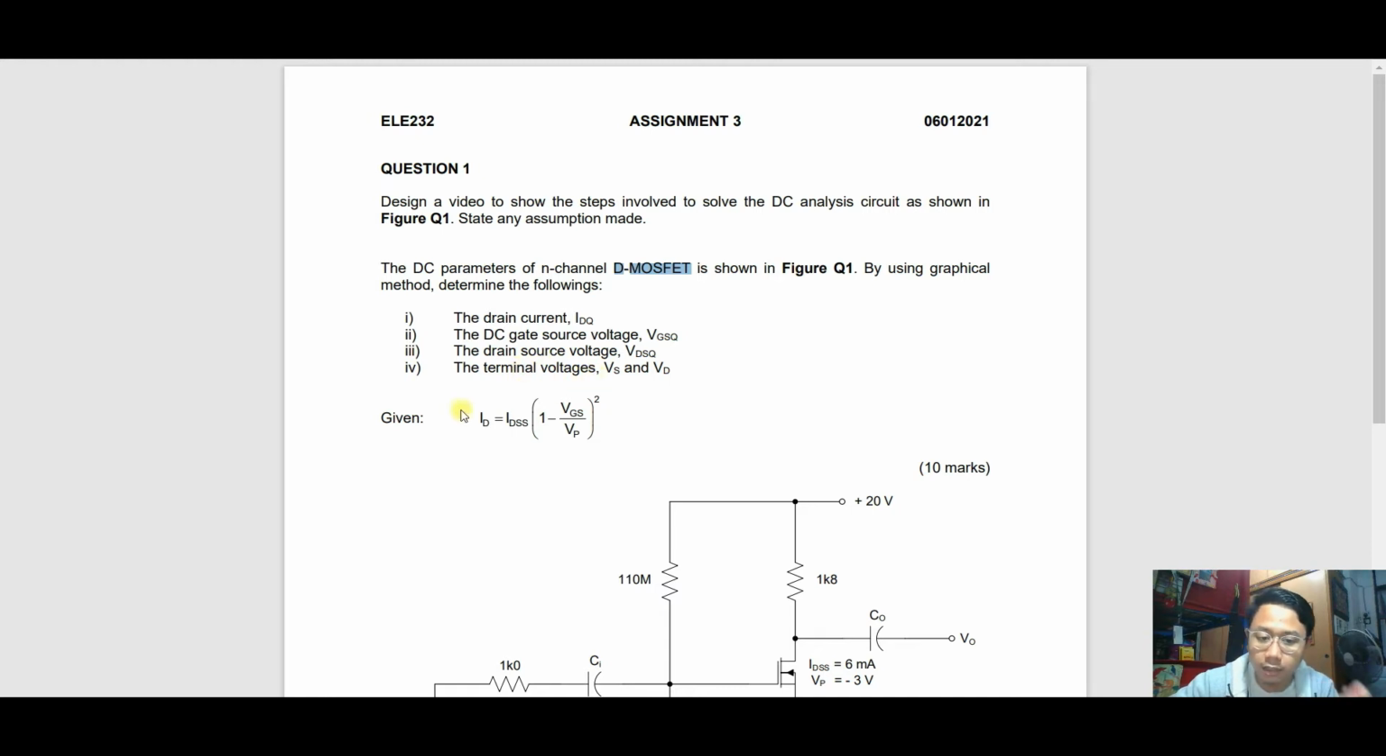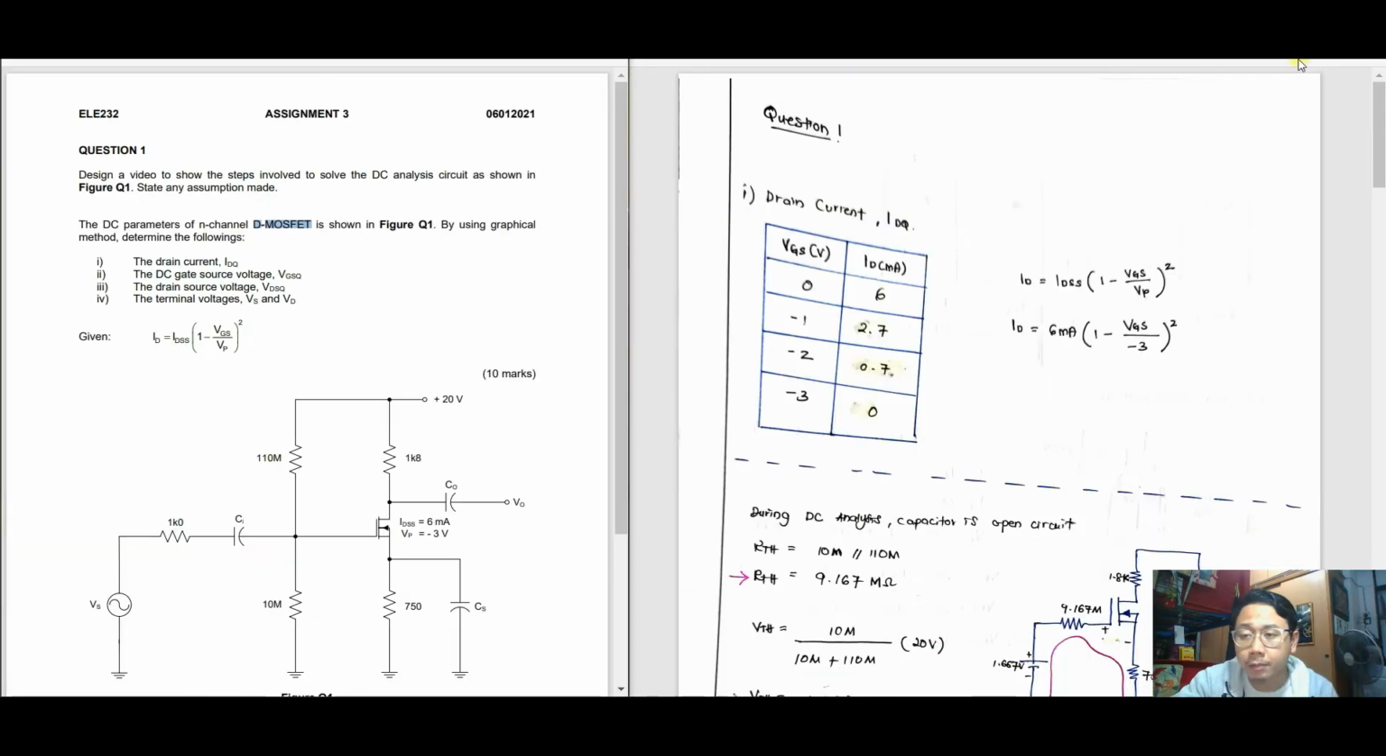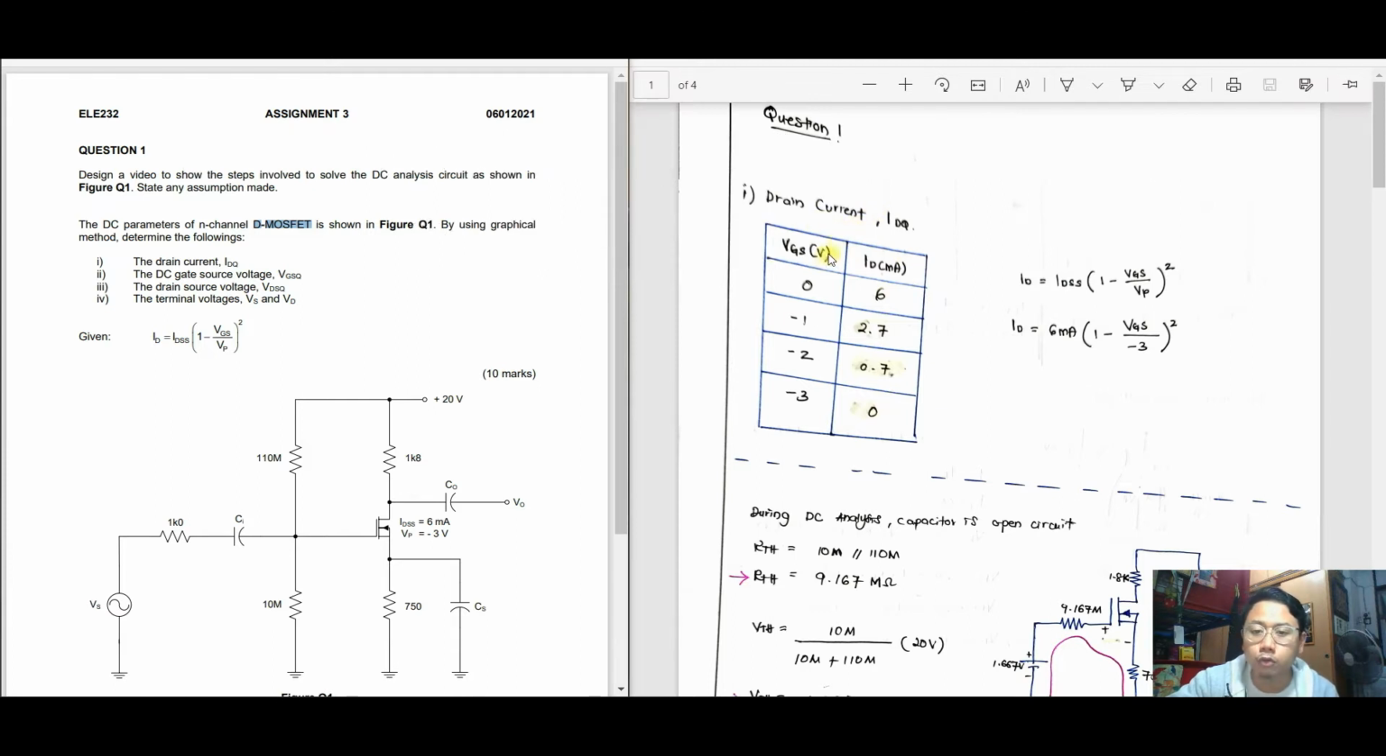So from this question, given the formula ID is equal to IDSS times (1 minus VGS over Vp) squared. So how to find all these? Relax. Let's find question number 1 first, IDQ. So how to find IDQ? Step number 1, to find the drain current IDQ, the first step is to construct a transfer curve table. The transfer curve table contains VGS and ID.